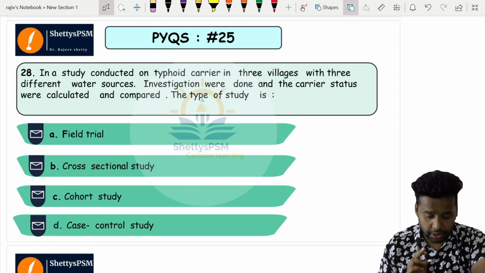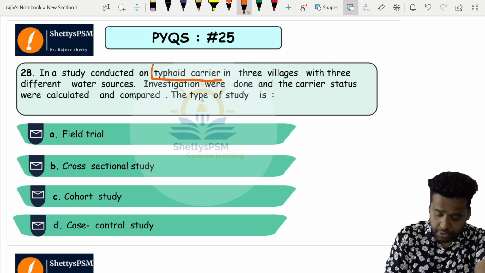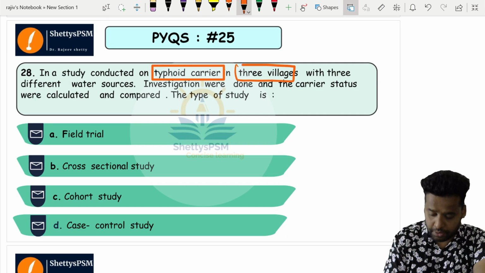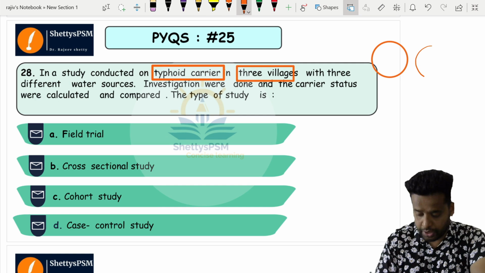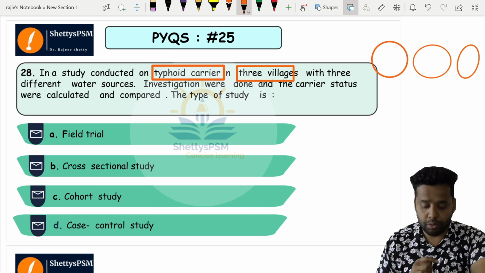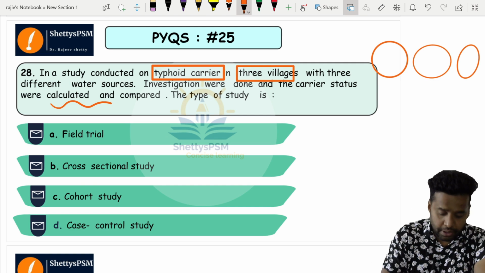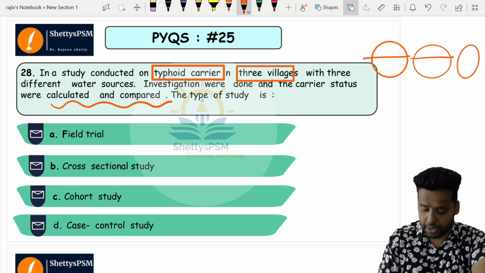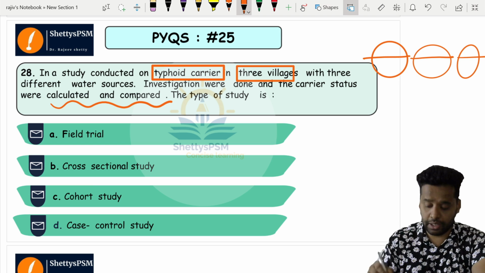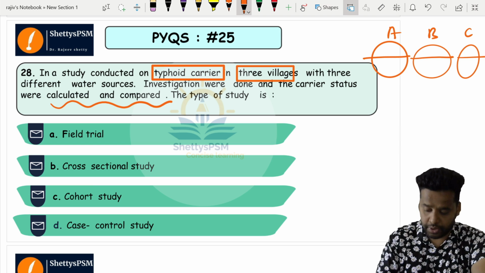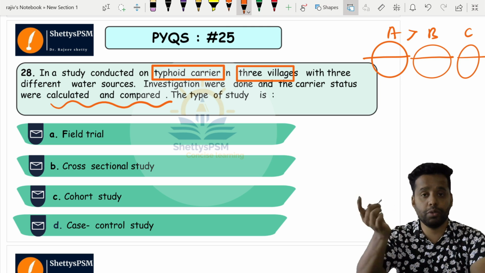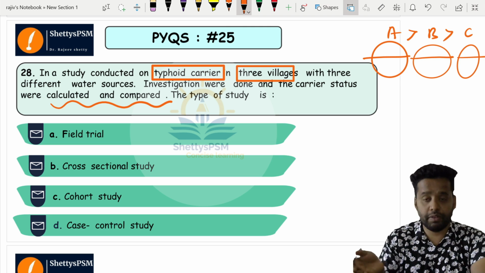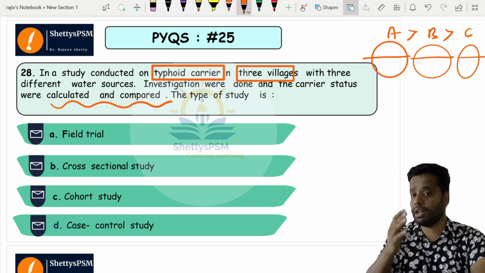Very important. Typhoid carriers was counted in 3 villages. See the words: village 1, village 2, village 3. You are counting the burden and you are telling which village is having more burden. You are not studying any association, just you are doing a cross sectional study in all the villages. You are telling village A, B, C. For example, village A is having more burden, B is having more burden compared to C. Like that, you are comparing the burden.